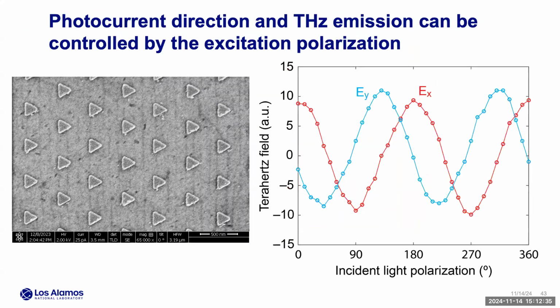So this particular revelation inspired us to make structures which are a little bit different, but the structure itself has the symmetry. So you can both control the photocurrent direction and the terahertz emission, again, just by the excitation polarization, using this much simpler plasmonic array.